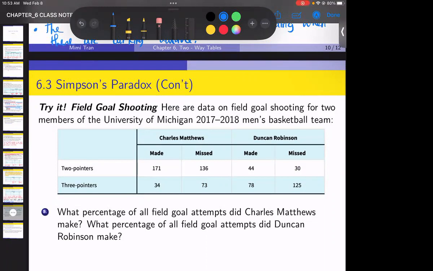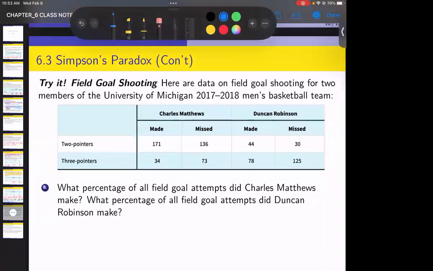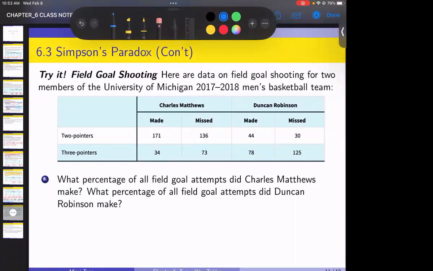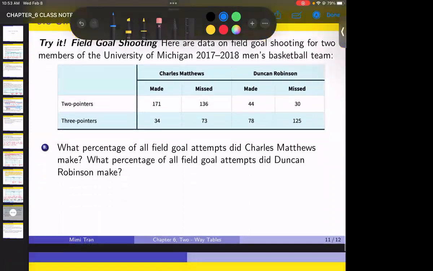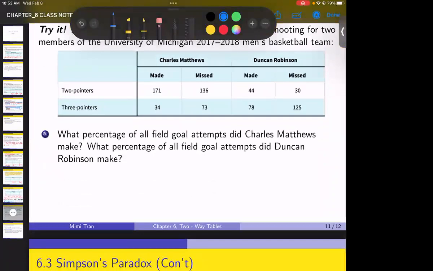They're Charles Matthews and Duncan Robinson. There are 2-pointers, or sometimes they call it 2 shots, made and missed, and then 3-pointers, or 3 shots, made and missed by both basketball players. What is the percentage of all field goal attempts that Charles Matthews made? Right, so we talk about the made column here. So of Matthews. Let's say Matthews.